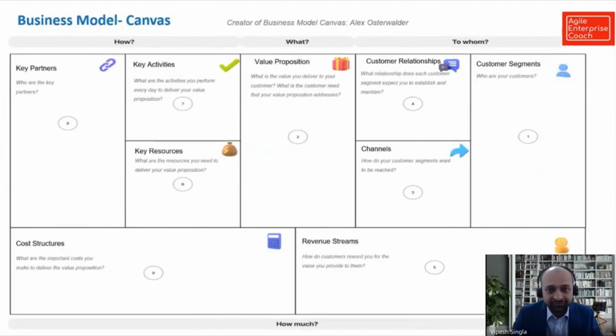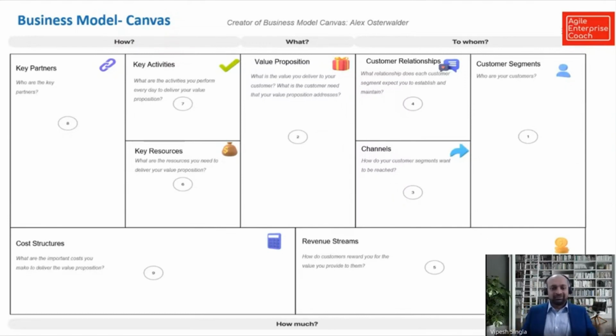Business model canvas. What is the business model canvas, and what is the purpose of it? Then we'll go through the various sections of the business model canvas. After that, we'll see a sample which I created for Airbnb, and then we'll do a practice session where we try to do a business model canvas together for Uber. So that's how we are going to structure this business model canvas section.